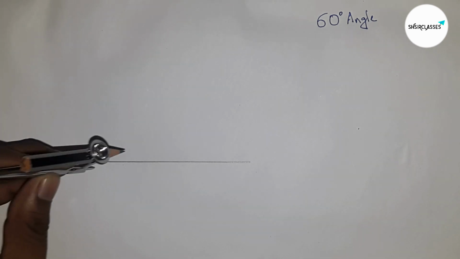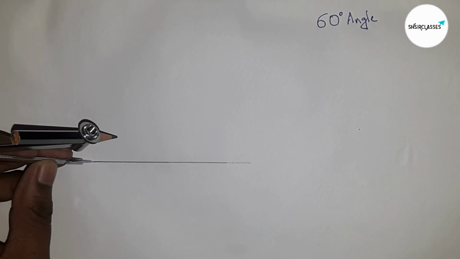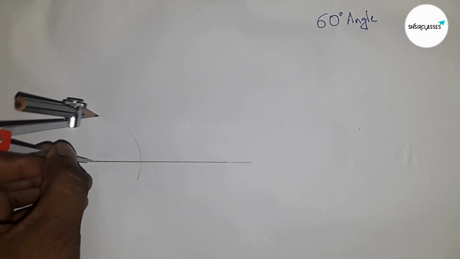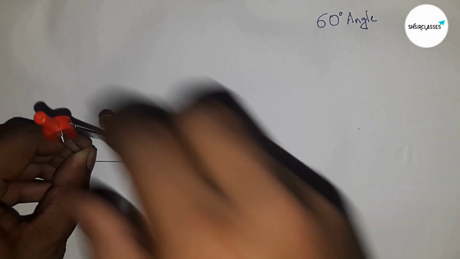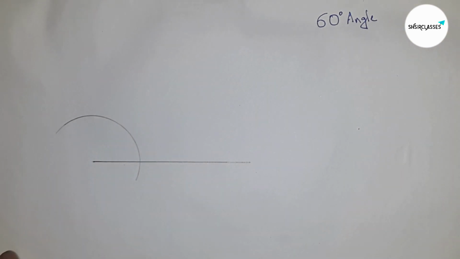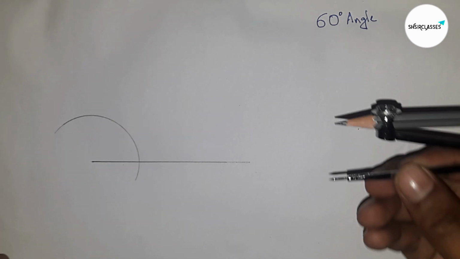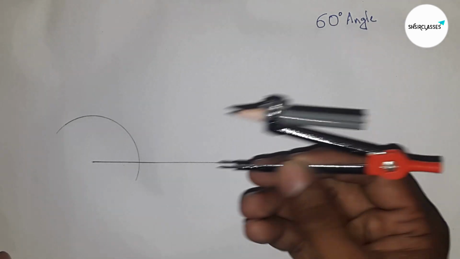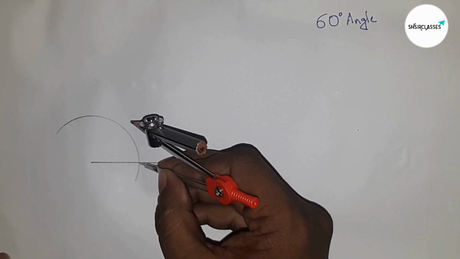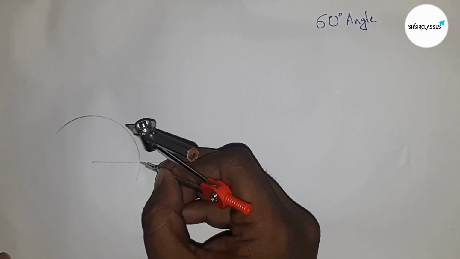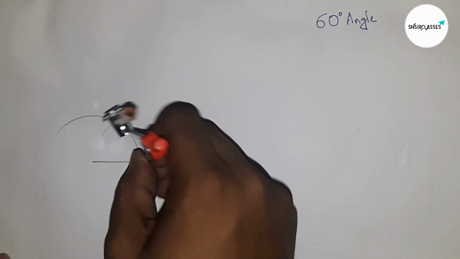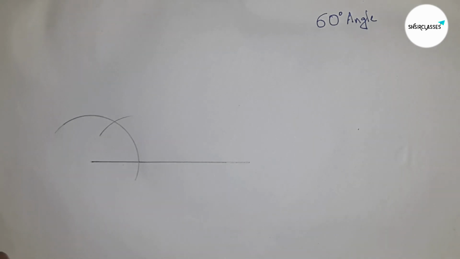So putting this here and draw a curve in this way. Next, with the same radius we put this at the intersection of the straight line and the curve here, and draw a curve and cut the curve.